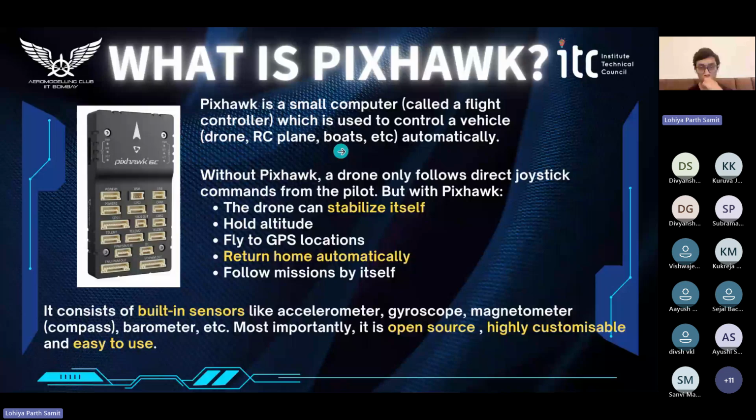Without Pixhawk, a drone can only follow pilot joystick commands. But with Pixhawk, the drone can stabilize itself. It can hold its altitude in the Z direction. It can autonomously fly to a GPS location set by us. It can also return to home automatically, which is a very important feature. And it can also follow missions by itself for complete autonomy.